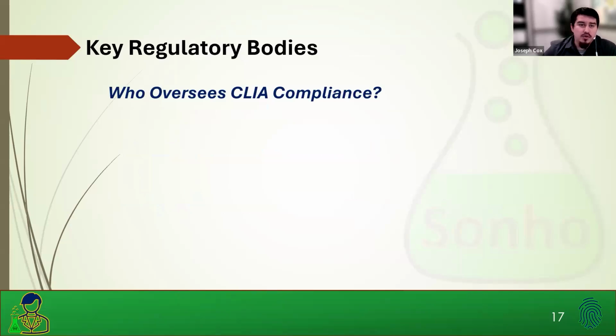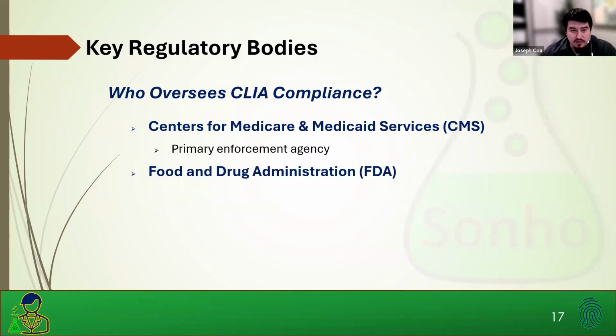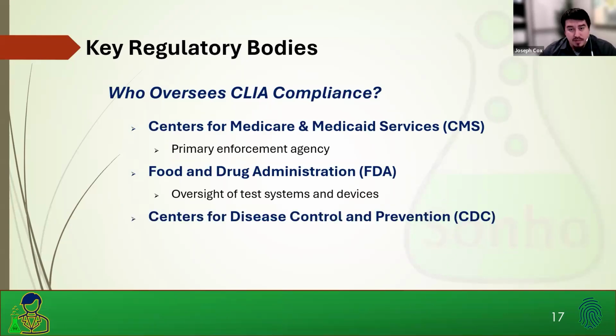So key regulatory bodies. Who oversees CLIA compliance? There are some major actors, including CMS, or the Centers for Medicare and Medicaid Services. This is the primary enforcement agency for CLIA compliance. But also involved is the Food and Drug Administration, or FDA. They provide oversight for test systems and devices, as well as the Centers for Disease Control and Prevention, the CDC. They provide guidelines and technical standards, oftentimes in this instance for molecular testing, but they do have guidelines for clinical chemistry and toxicology.